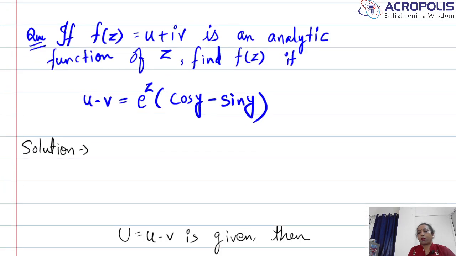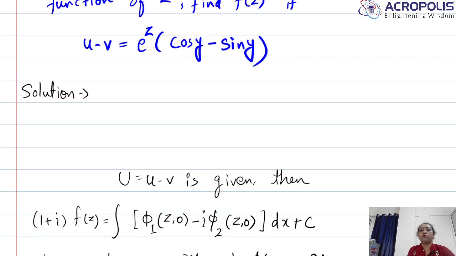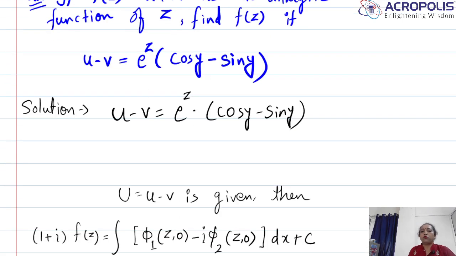Now here is my another question. If f of z equals u plus iv is an analytic function of z, then find f of z if u minus v is equal to e to the power x times (cos y minus sin y). Here we have given u minus v equals e to the power x dot (cos y minus sin y). As I have earlier mentioned in Milne-Thomson's formula, this is a special type. So first we will consider u as u minus v.